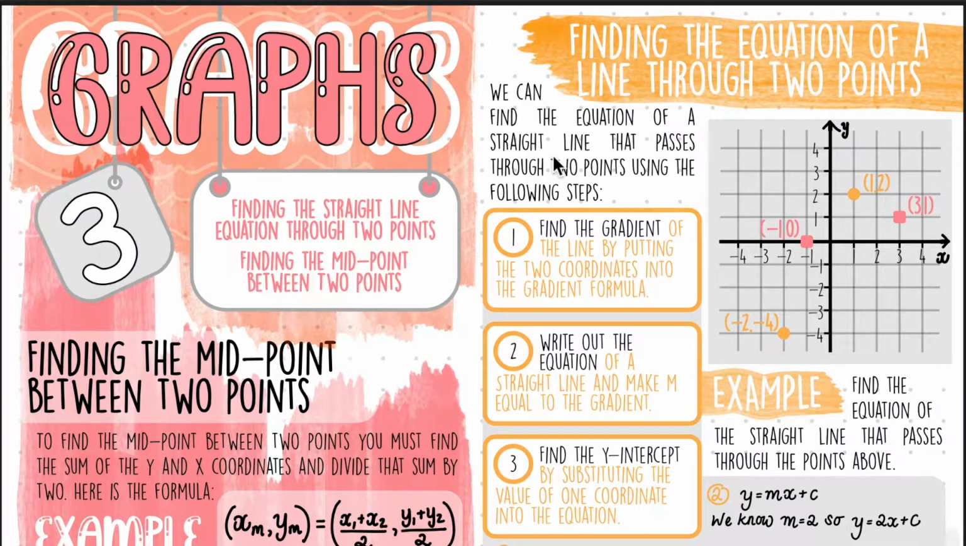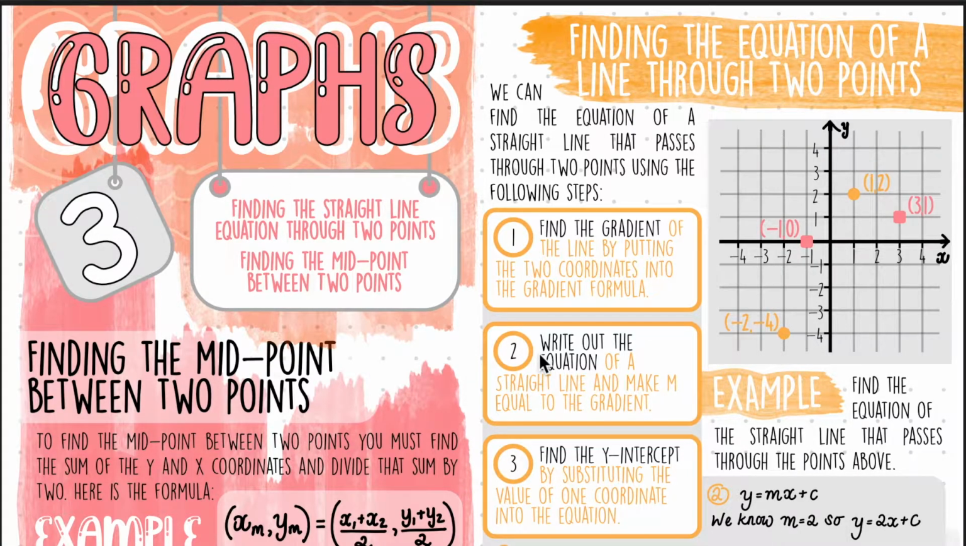So if you're given 2 points that a straight line passes through, how do you find the equation for the line that passes through them? Well, you just do the following 3 steps. First, you find the gradient by plugging the coordinates for the 2 points into the gradient formula. We introduced the gradient formula in the Graphs Section 2 worksheet.